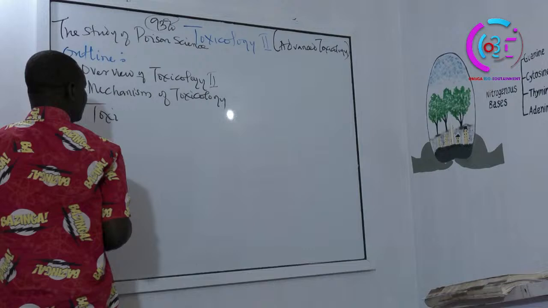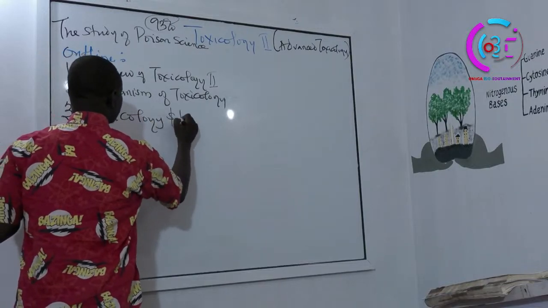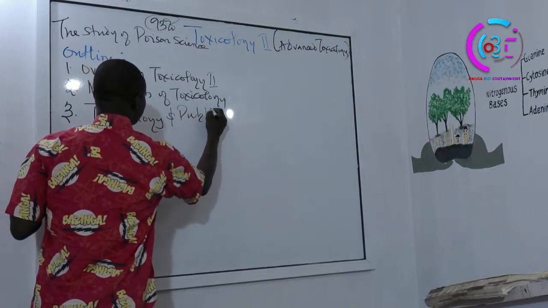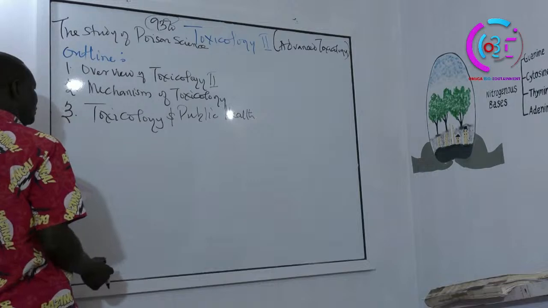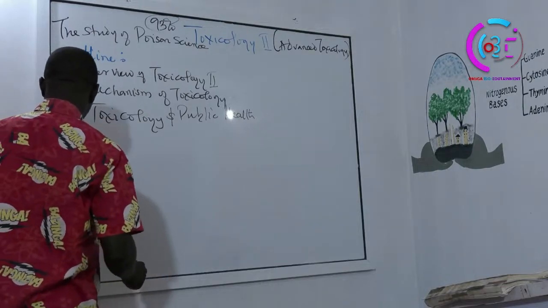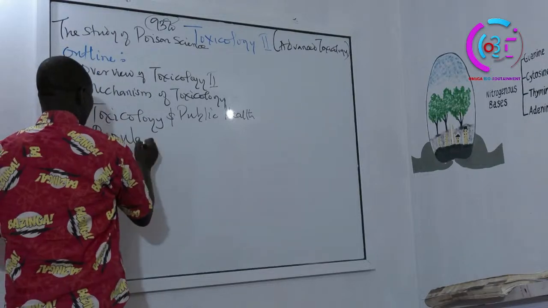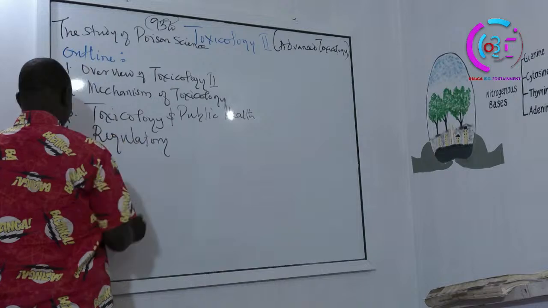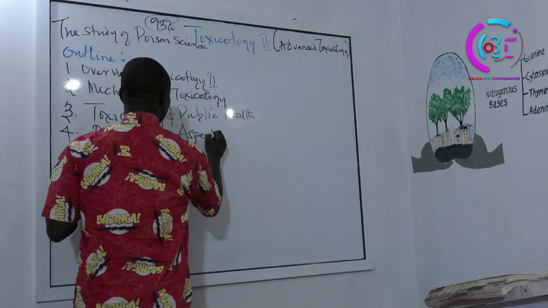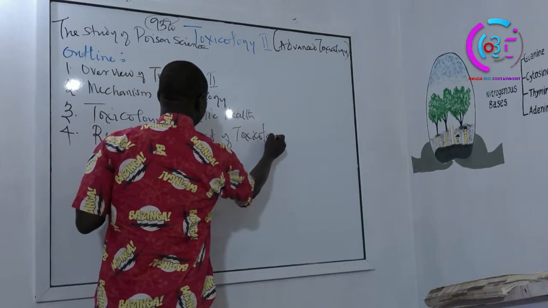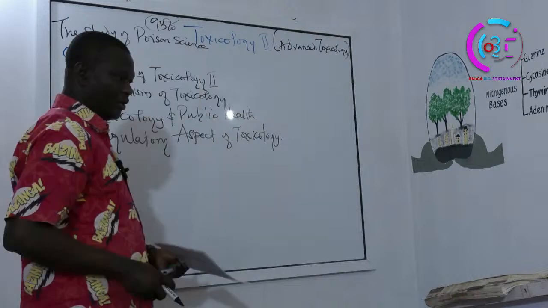Then number 3, we are going to look at the relationship between toxicology and public health. Then we are going to round it up with looking at the regulatory bodies, regulatory aspects of toxicology. What are those bodies that we actually specify? Because human beings, we cannot do without dealing with toxic substances.